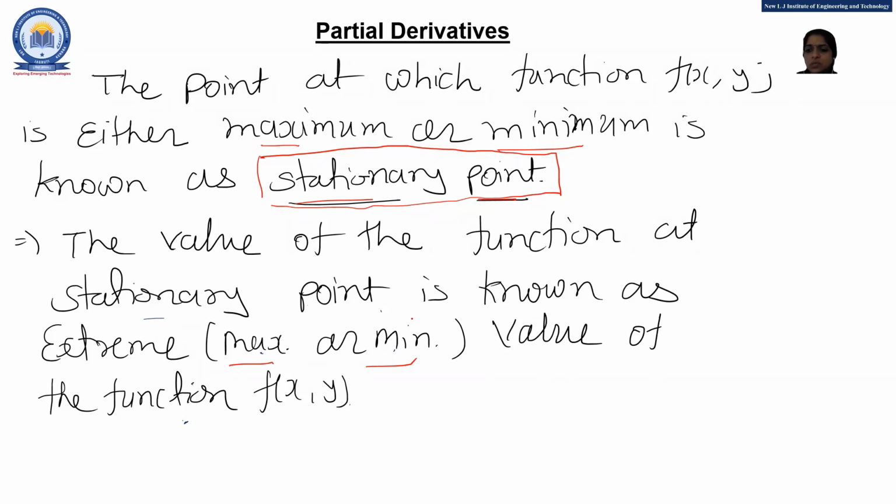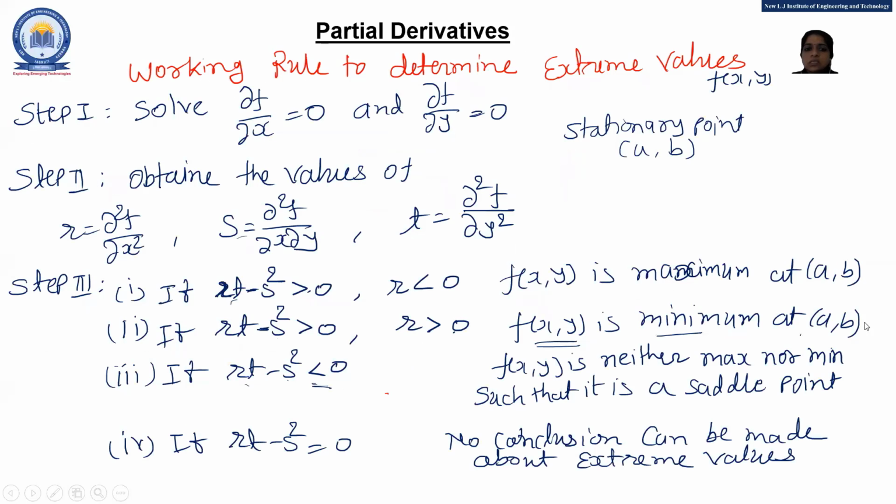What does it mean, students? If we are given any function u equal to f of x, y, then we have to first find the stationary point. With the help of the stationary point, the value at the stationary point will give the extreme value, that is the maximum value or minimum value. So this is the working rule. Now listen carefully, it will help you determine the extreme values.